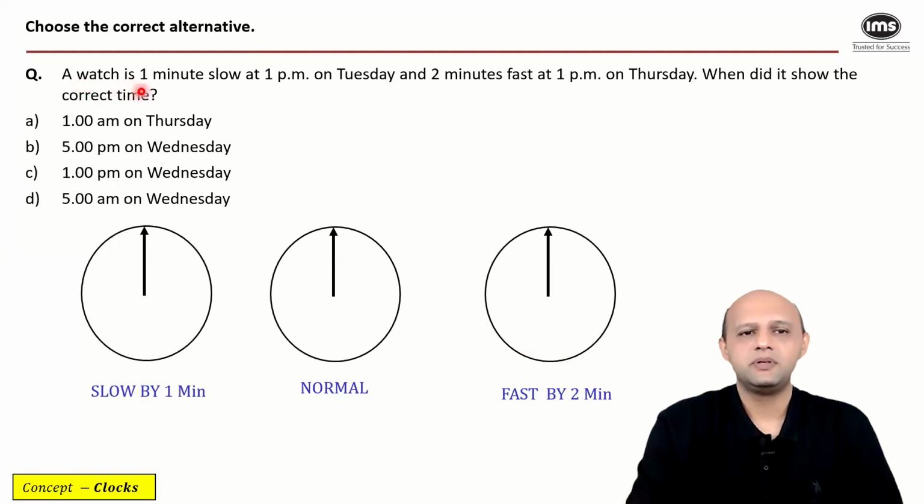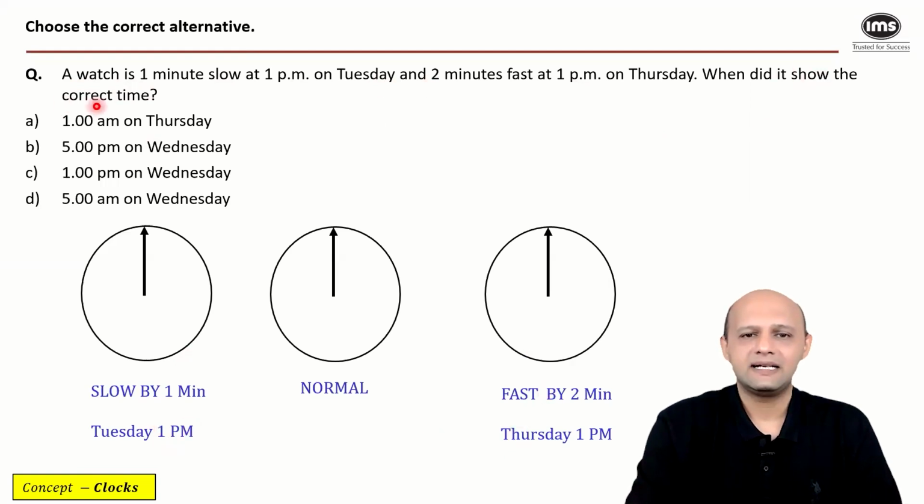A watch is 1 minute slow at 1 p.m. on Tuesday. So this is Tuesday, 1 p.m. And 2 minutes fast at 1 p.m. on Thursday. This is Thursday, 1 p.m. What is the time that is elapsed? Of course, it is going to be 2 days, which is 48 hours.